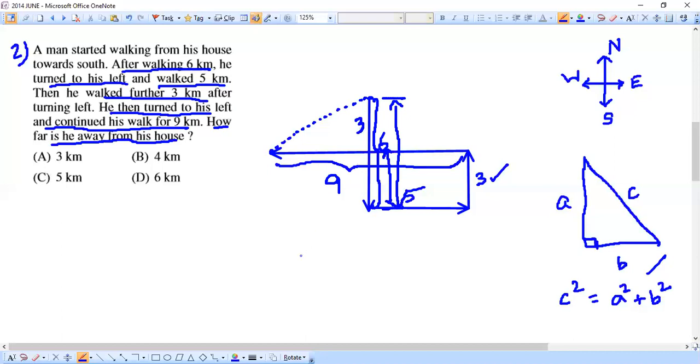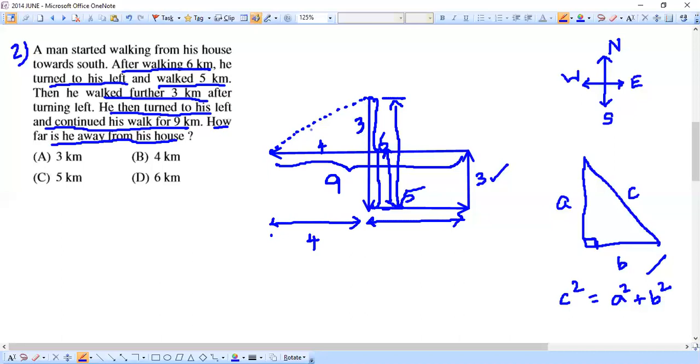And once again, we know that this entire distance is 9, right? And from 9, if I subtract this 5, we'll be able to get this distance. So 9 minus 5 gives us 4. That means this bottom horizontal distance would be 4. So now everything is fine for us. This vertical distance is 3. This horizontal distance is 4.